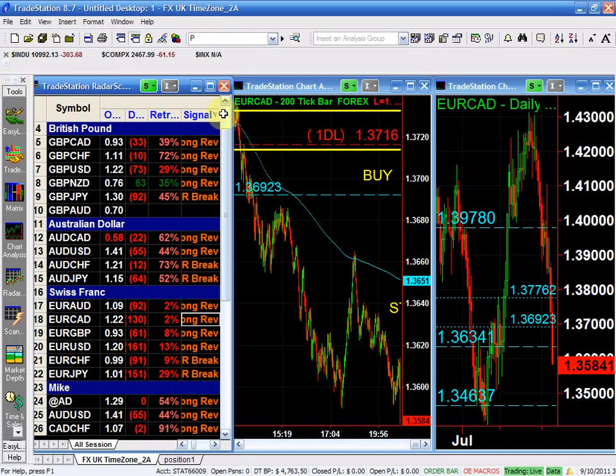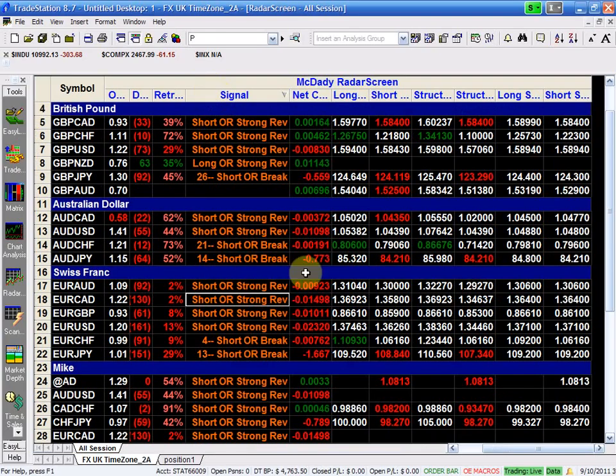All right, so the Euro CAD, we're going to buy it above 136.92, and if we do that, we have our structure point, which is also 136.92. So this makes it a very powerful point, and our stop is 136.80.